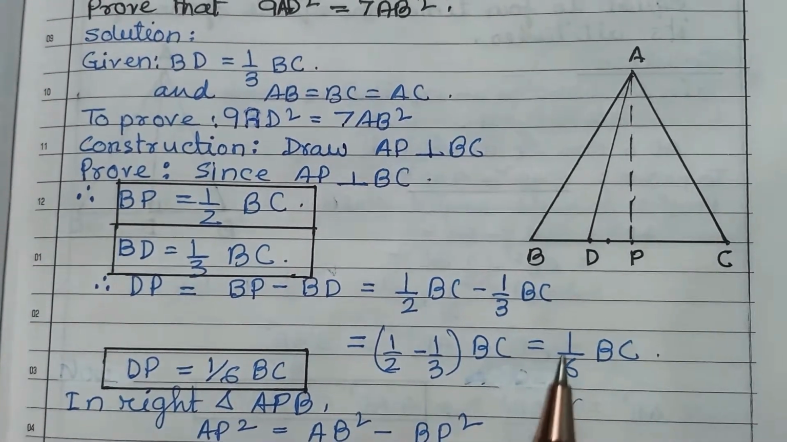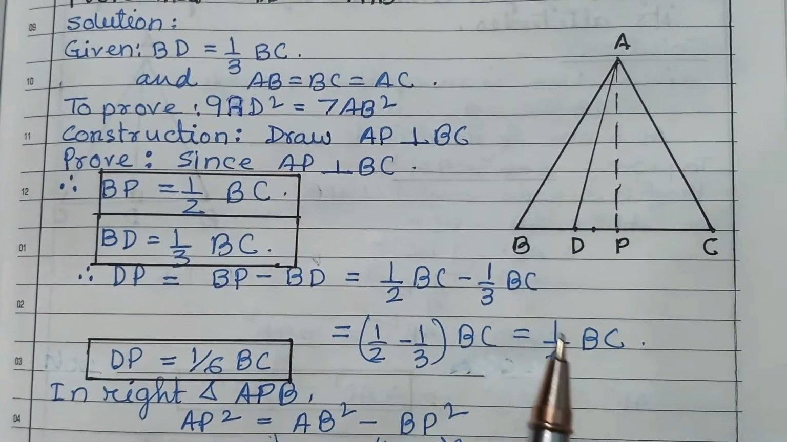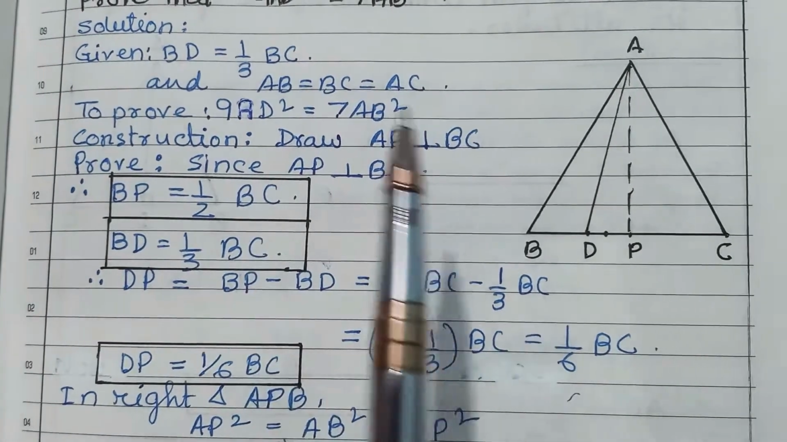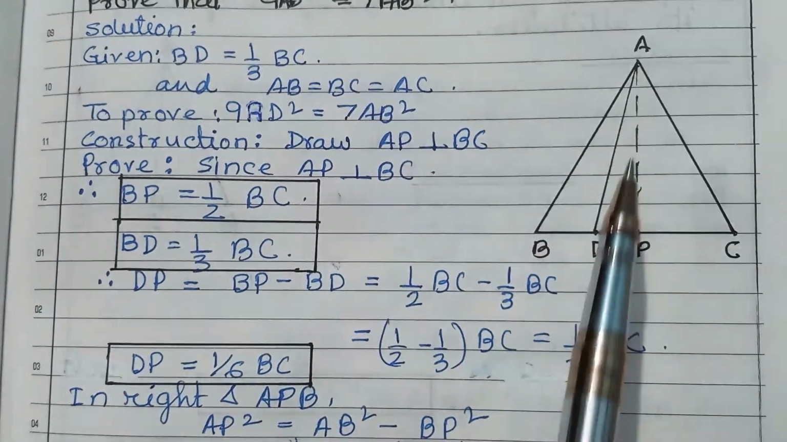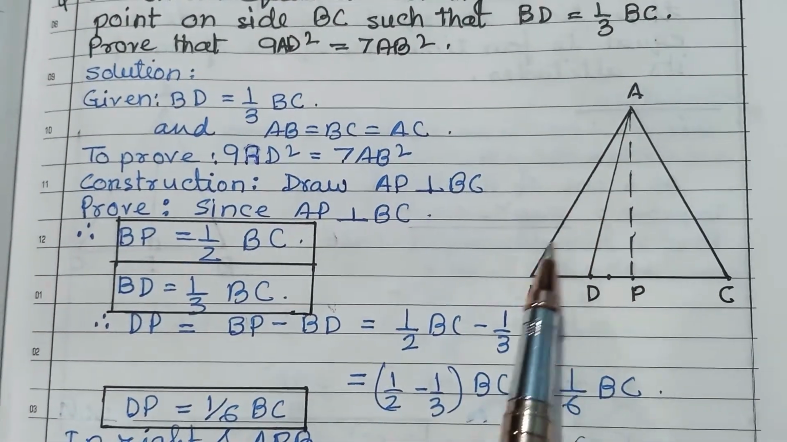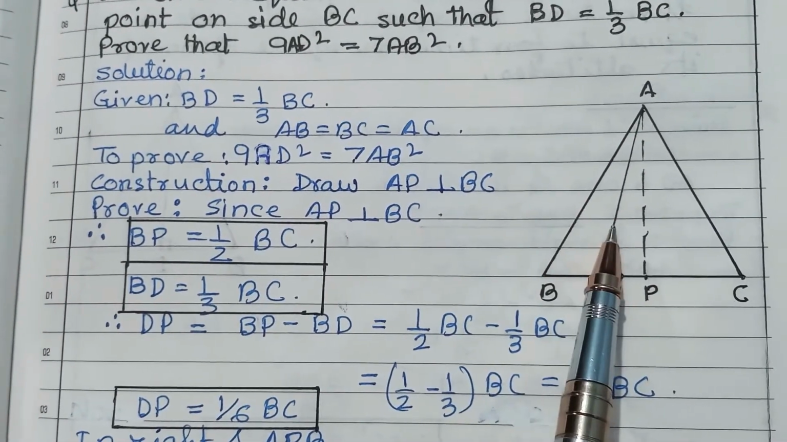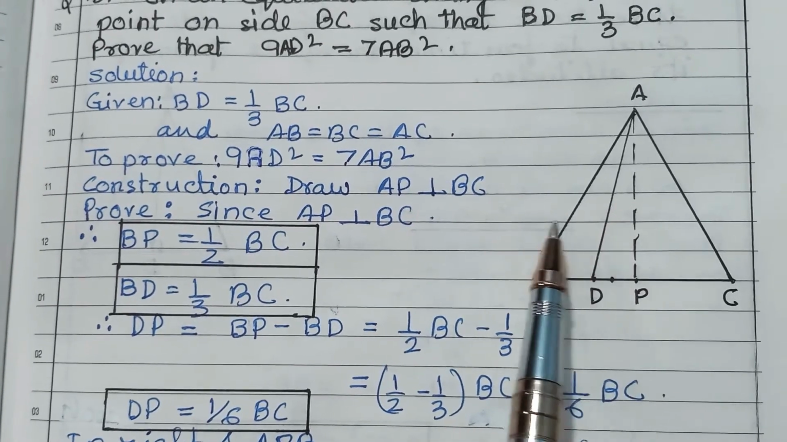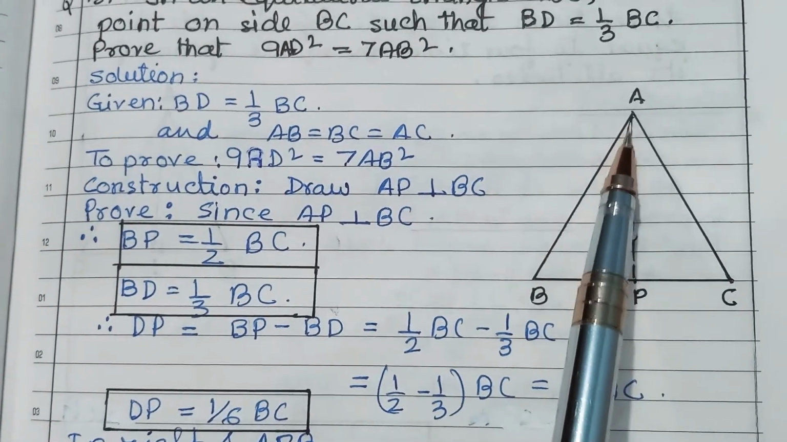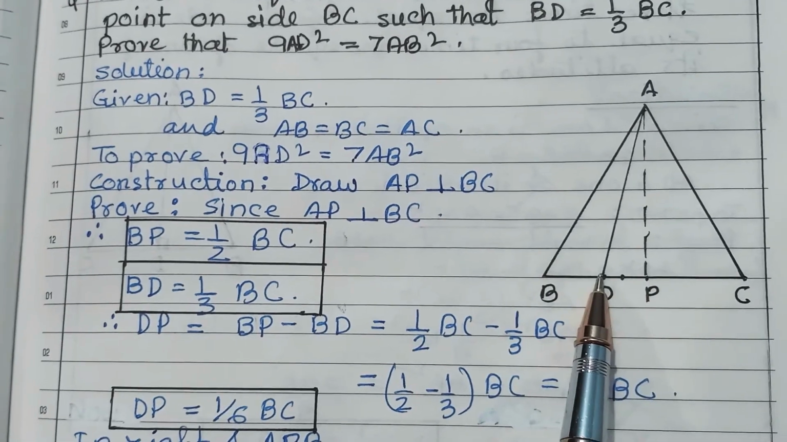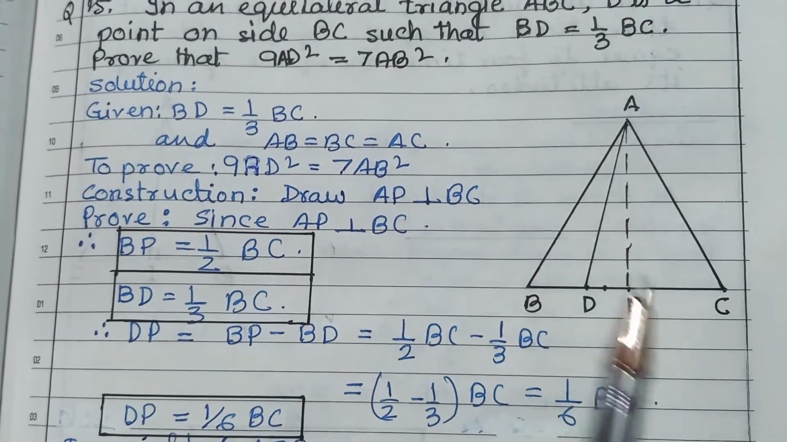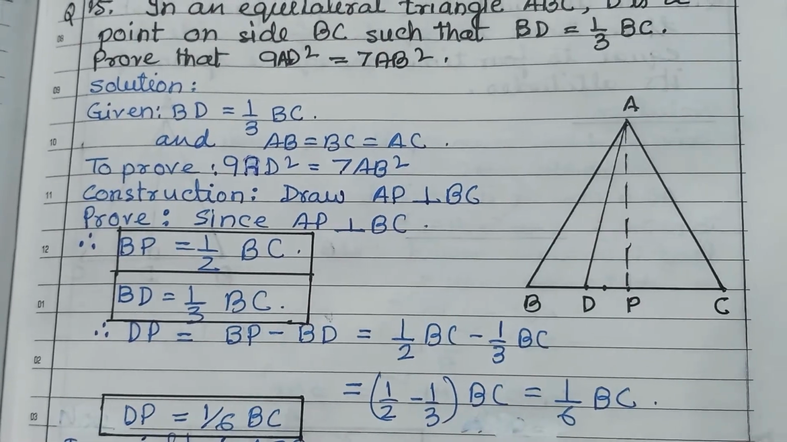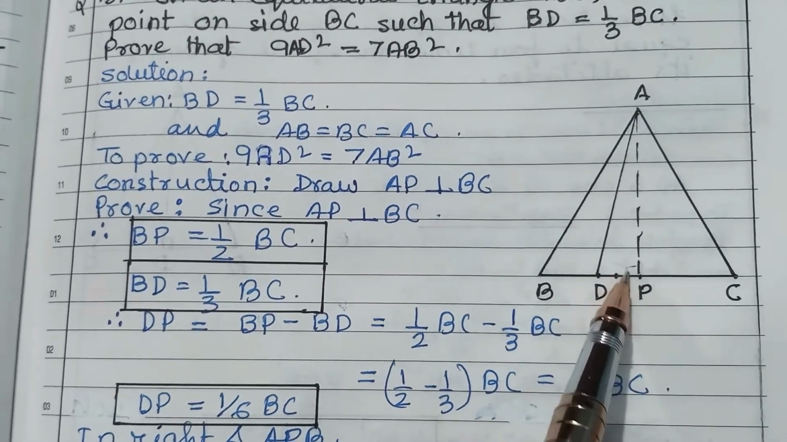Now in the right angle triangle, first you check the relation. What we have to prove? Relation between AD and AB. Check it, AB and AD. These two sides, a relation. That means we have to take two triangles. One is APD, one right angle triangle, and another one APB. These two right angle triangles we have to take. At P is the right angle.